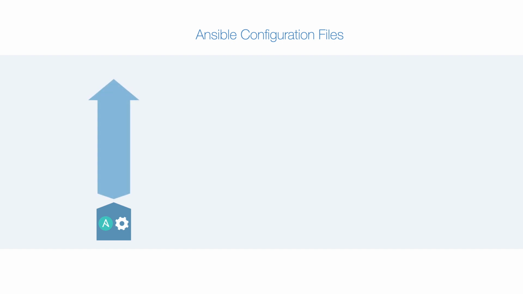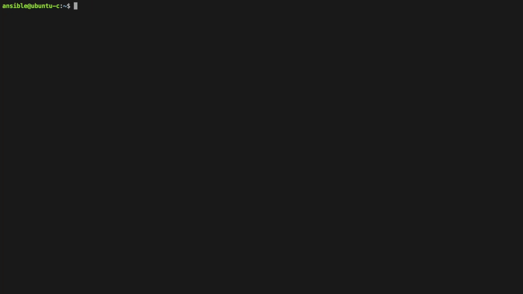Ansible can make use of an associated configuration file, where it will make reference to this configuration file with regards to how Ansible should operate and the resources that it uses. We're going to start this off on our Ansible control host, Ubuntu-C. And quite simply, we're going to run the command ansible --version.